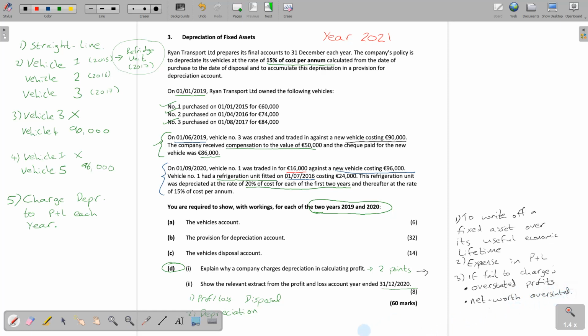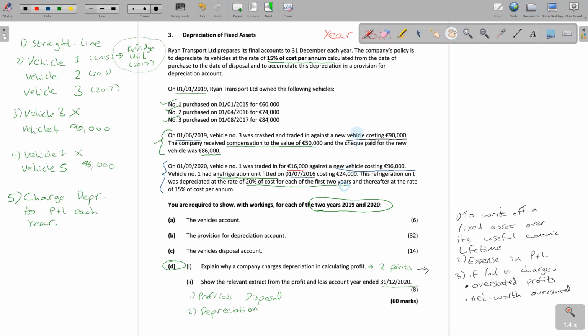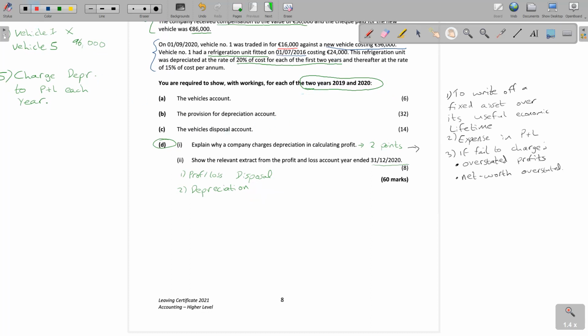So again, the financial statement would not show the true and fair value of the business. You can kind of talk about fraud, but that's kind of what you're getting at if you do something like that. So show the relevant extract of the profit and loss account. This is actually nice and straightforward.